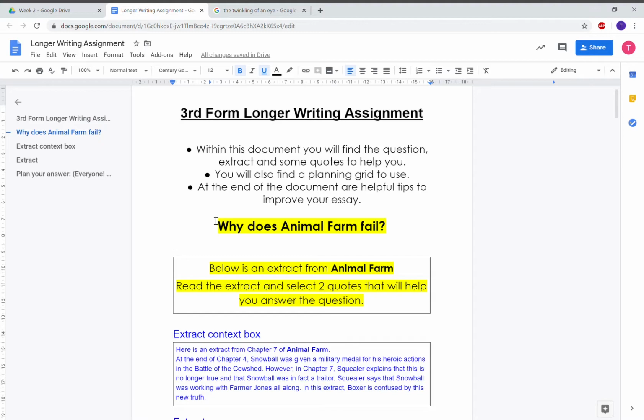First, I just want to talk you through the first page, okay? So these three bullet points at the top outline what you're going to have in this document. Within this document, you will find the question, extract and some quotes to help you. You will also find a planning grid to use. Now, I'm going to talk you through that today in this video. At the end of the document are some helpful tips to improve your essay.